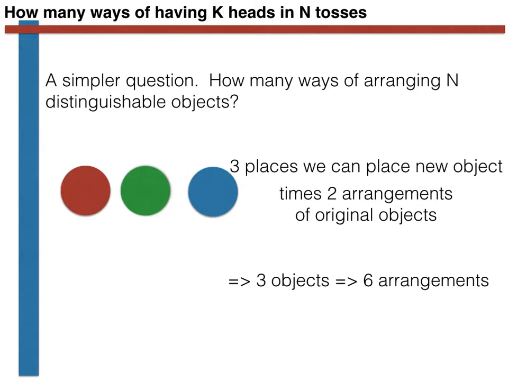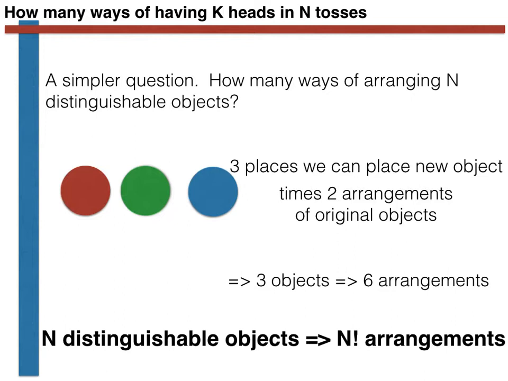There is a simple pattern here. In general, if we have n distinguishable objects, there are n factorial ways of arranging them. To convince yourself of this, pause the video and enumerate all the ways of arranging 4 distinguishable objects.